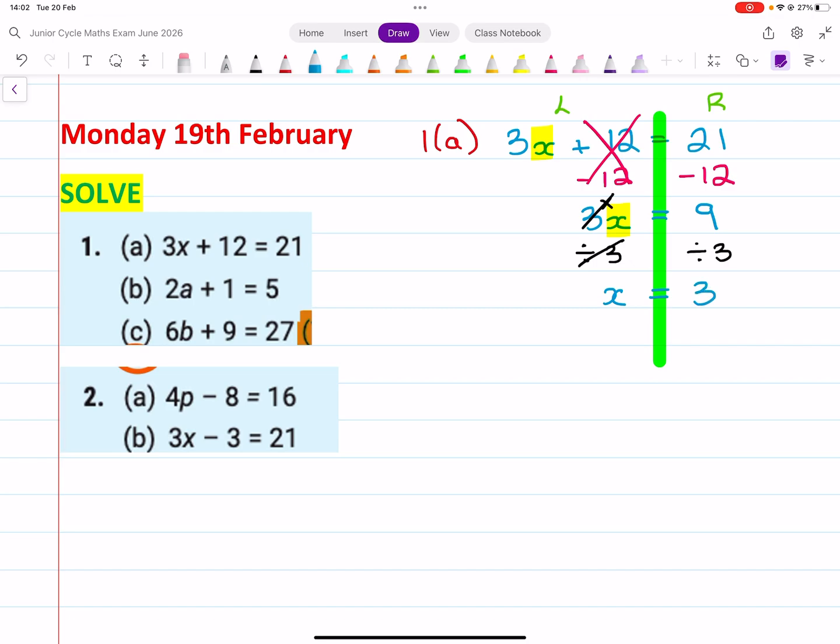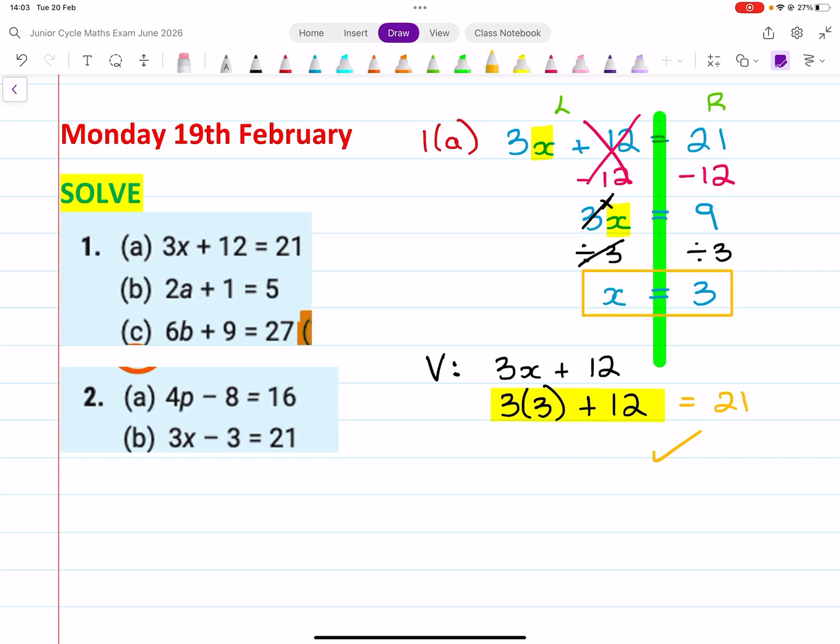is 3. So before I commit to that being my answer, I'm going to verify. So 3x plus 12 is 3 times 3 plus 12. I'm going to throw this into my calculator, and I am hoping the answer is 21. So 3 times 3 plus 12, my calculator says yes. So that means this is the answer. Okay, 1B.